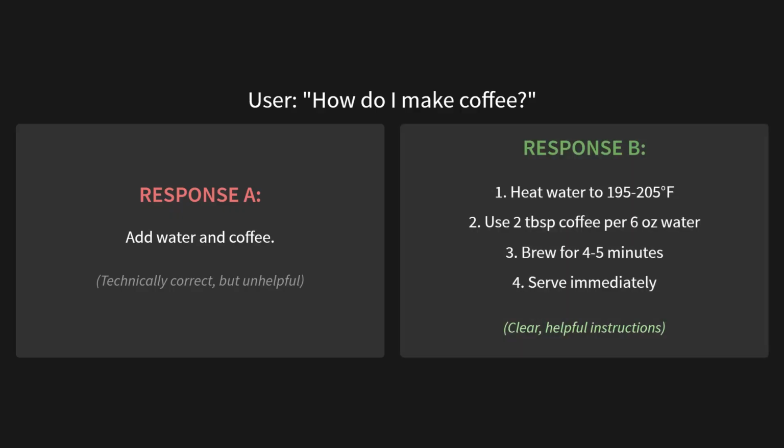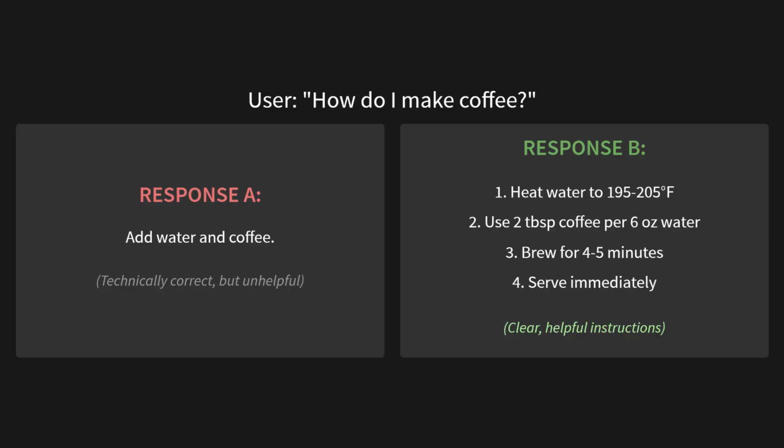1. Heat water to 195 to 205 degrees Fahrenheit. 2. Use 2 tablespoons of coffee per 6 ounces of water. 3. Brew for 4 to 5 minutes. And so on. It gives you clear, helpful instructions.